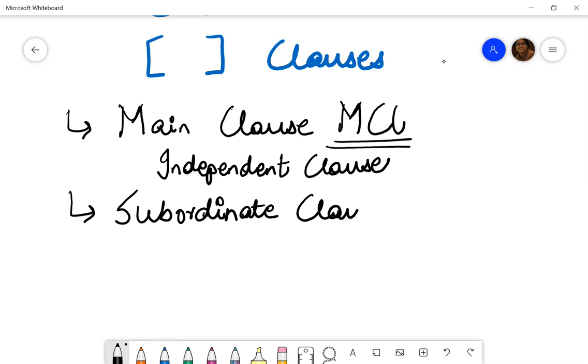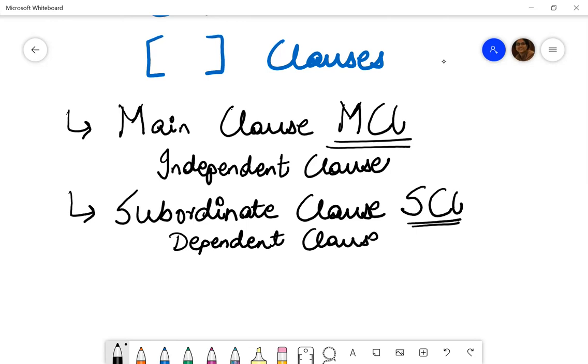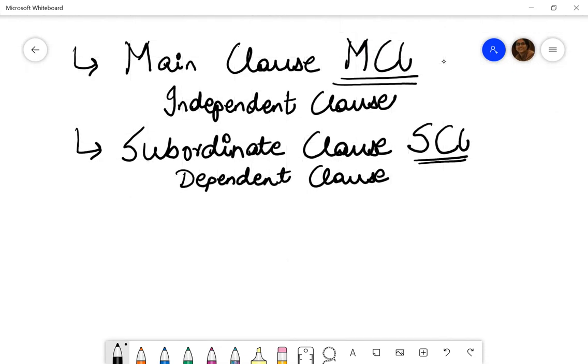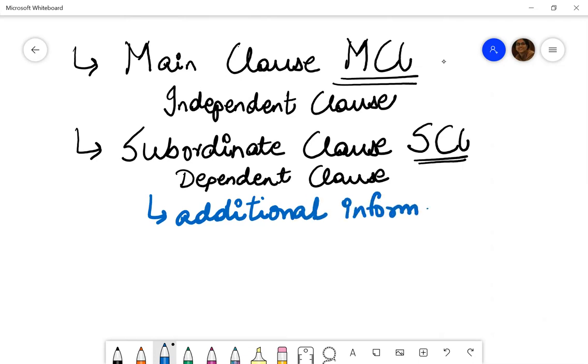The subordinate clause is written as S, C capital, L small, or in certain textbooks it is also known as the dependent clause, right? It depends on the main clause. That is what the subordinate clause is. The other thing that a subordinate clause does is that it gives additional information about the main clause, right? So it will give you some more information that is not necessary, but it is useful to have.